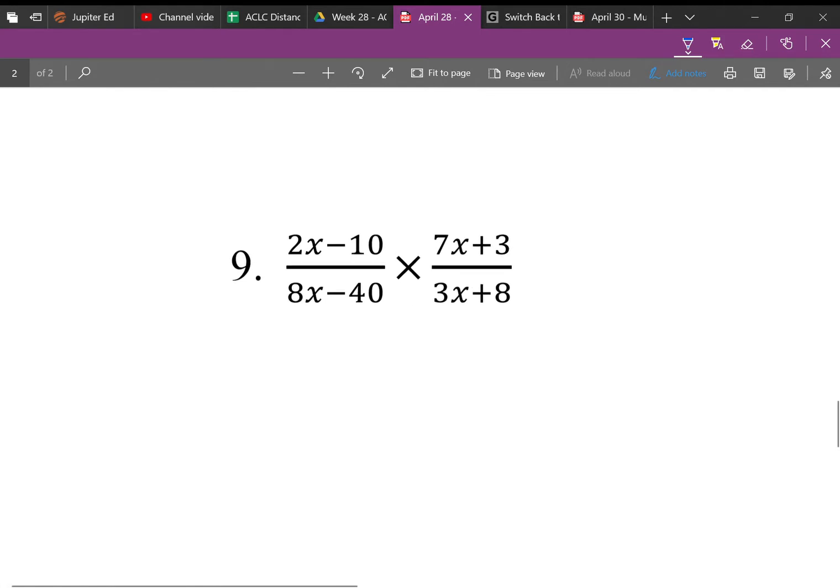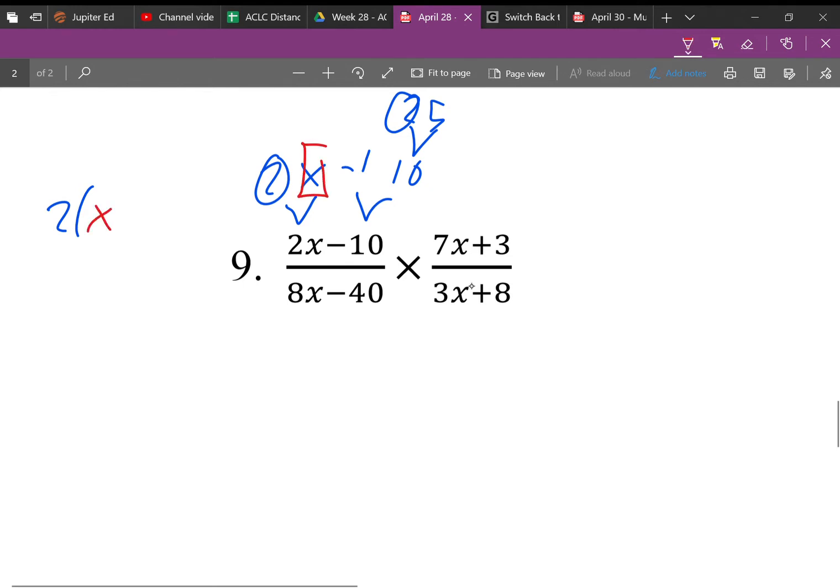So over here, 2x is 2 times x. Now negative 10, remember we separate the negative first. Negative 1 times 10, and then we break the 10 into 2 and 5, which means the only thing common is a 2. So in my factor form I have 2, and then the leftovers are this x on the first term, and then this negative 1 and this 5, which makes minus 5 here.